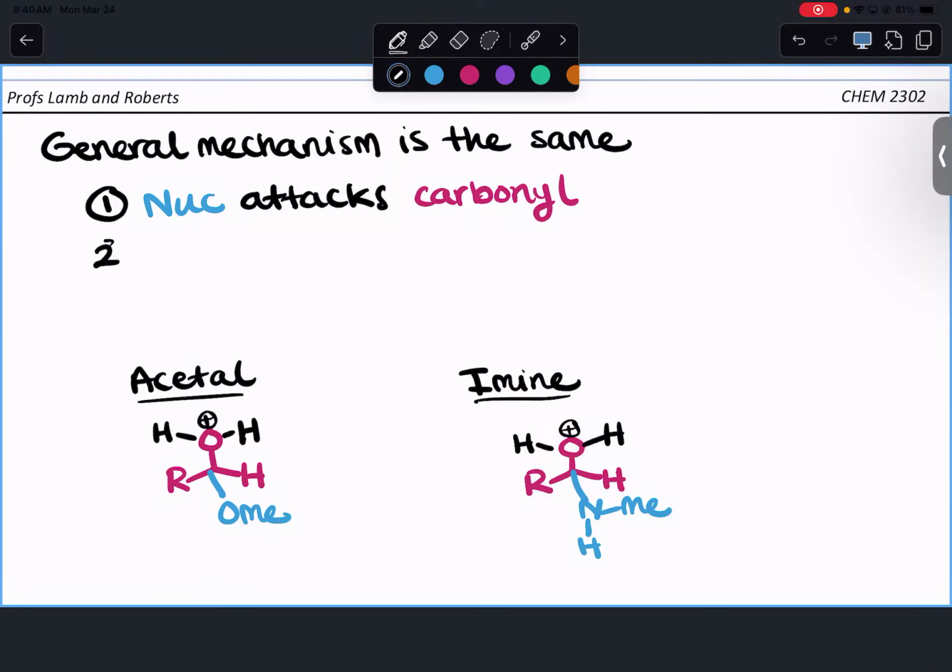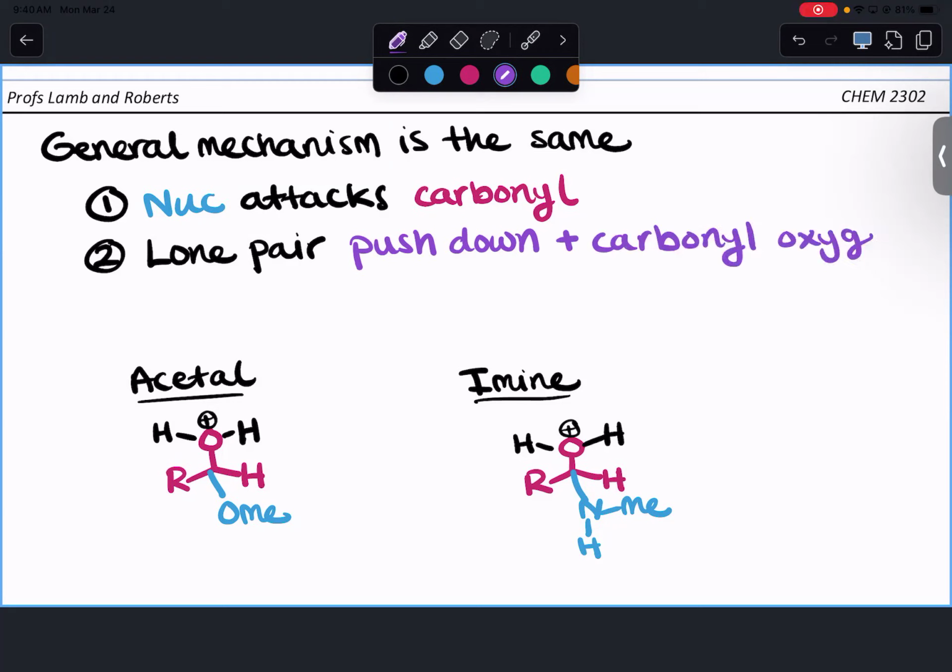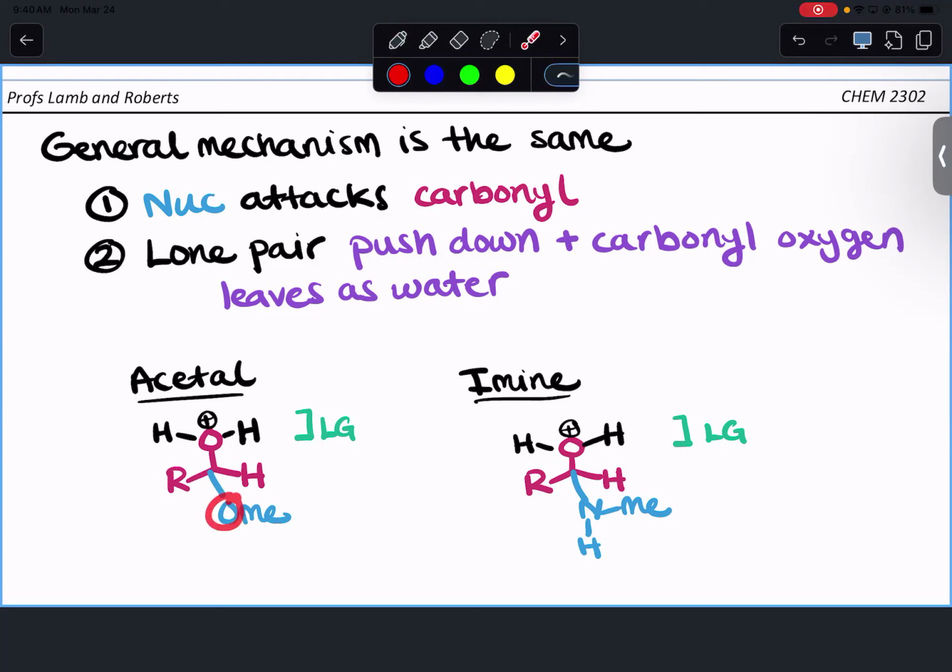Now, the second step is going to be that the lone pair is going to push down and the carbonyl oxygen will leave as water. All right, so in either case, you have a leaving group, the same leaving group, that being water. And what you want to look for is this oxygen that is bound to the carbon that's bound to water, or this nitrogen that's bound to the carbon that's bound to water. Okay, again, pattern recognition, same thing in either case. We're going to take a lone pair on each of those species and just kick off our water. And doing so will generate your subsequent intermediates. Okay, so these are some important steps to look out for in either case.